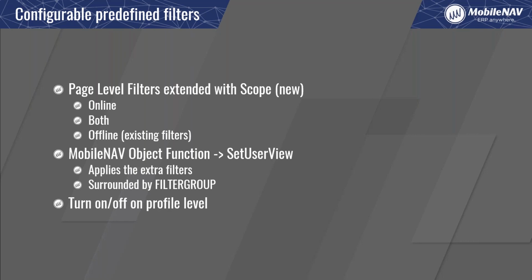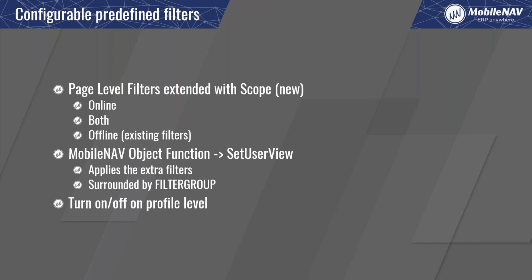And with the scope, you can define whether online, both, or offline should be available for that particular page level filter. The online and both will also control the data content of the page. So it would be just like if you would write code in the on open page trigger of the page, or via modifying the set view on the source table view of the page object. So basically it will limit and filter the number of records on the page.